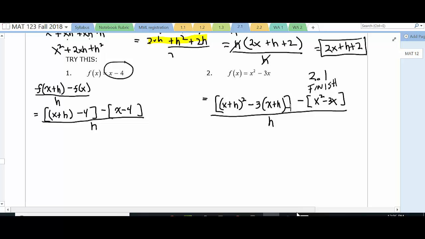So what happens is the 4's cross out, the x's cross out, so you're just left with h over h. Wait, don't they cross out after that? No, not until the end. So you cross the 4's out. Now, see here, what is going to happen when you have that minus? You're going to have minus x plus 4. Isn't h over h? Yes, that's the answer. But you end up getting h over h.